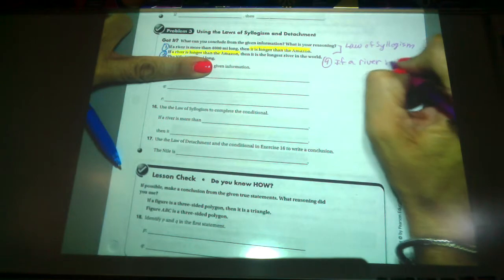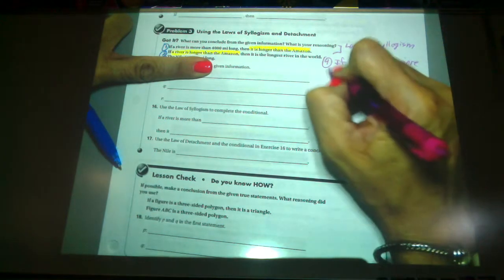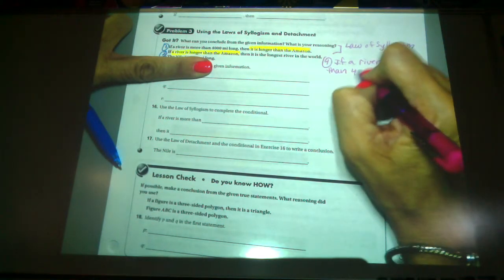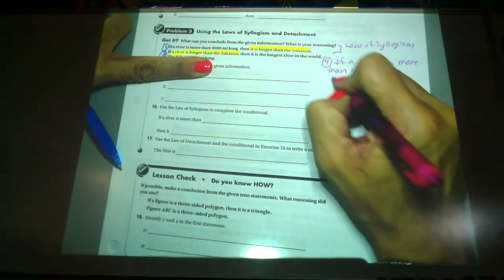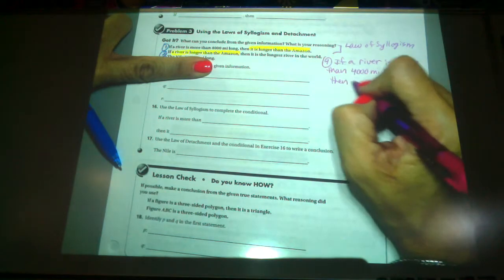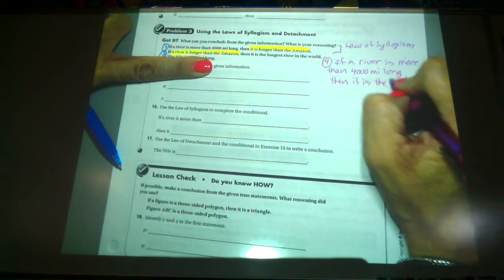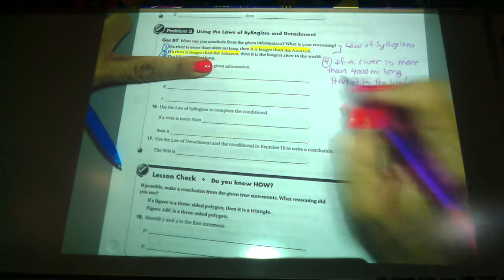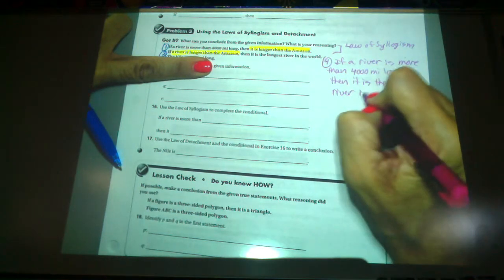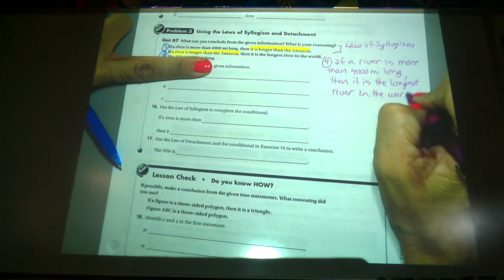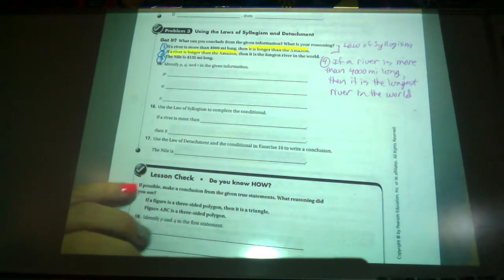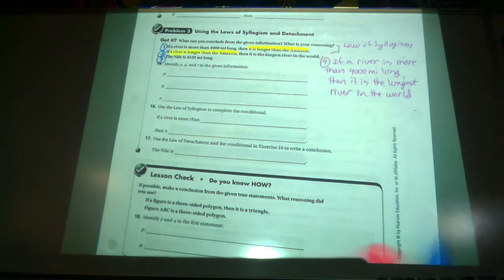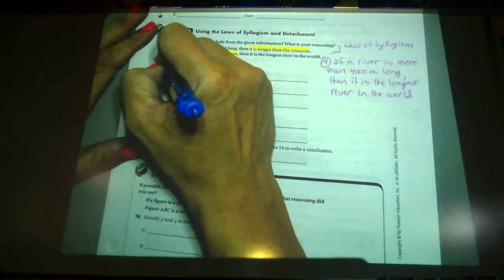So if a river is more than 4,000 miles long, then it is the longest river in the world. So that's our fourth statement. Now, if you combine statement number 4, and let's just rename this one statement number 5.